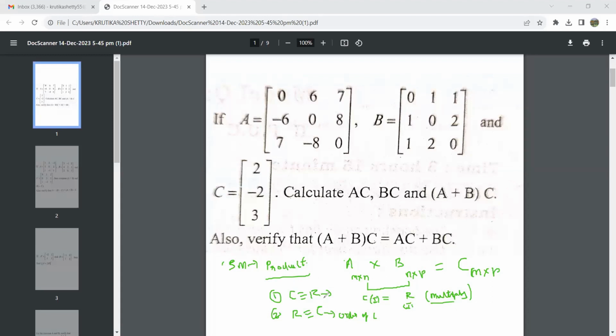If you remember this CR rule, multiplication becomes very easy. Multiplication is possible only when the columns of the first are equal to the rows of the second, and whatever the new matrix you are getting, C, will have the order m cross p. I will consider one small example here.